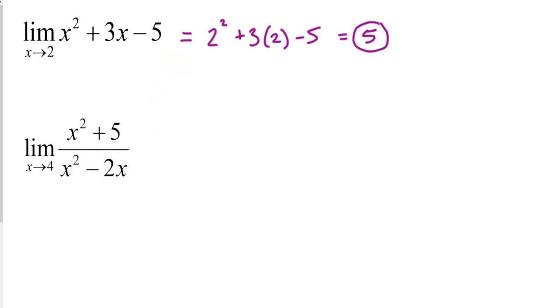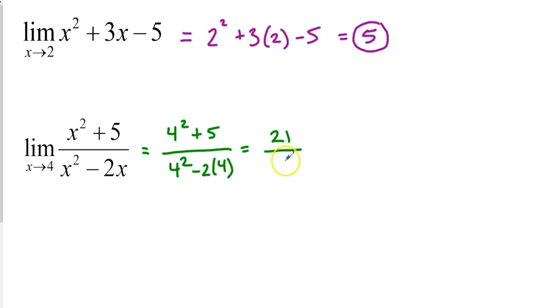This next example is a tiny bit more complex, but we can handle it. Okay, we're going to see this value that x is approaching. So we've got a rational function. And as long as this value of 4 is not going to make it undefined, we don't have any problem. So let's go ahead and make our substitutions. Okay, so just do the math in the numerator. Looks like 21. Do the math in the denominator. 16 minus 8 looks like an 8. I can't simplify that. So there it is.